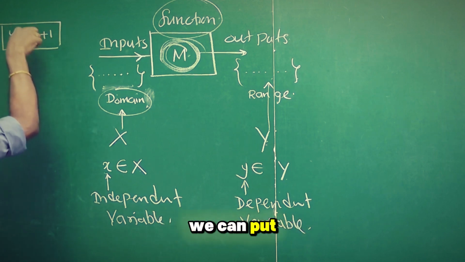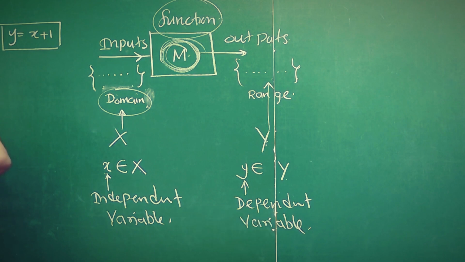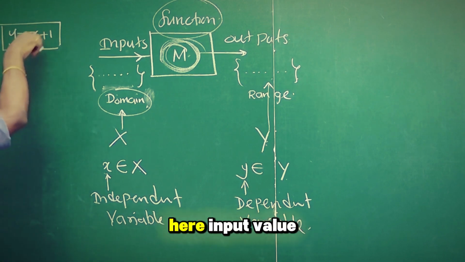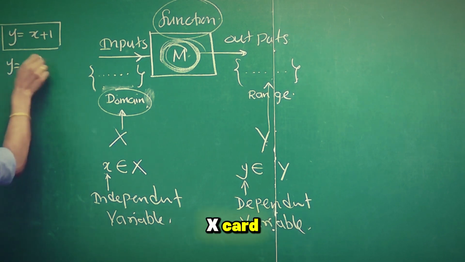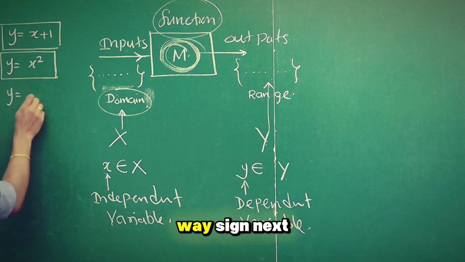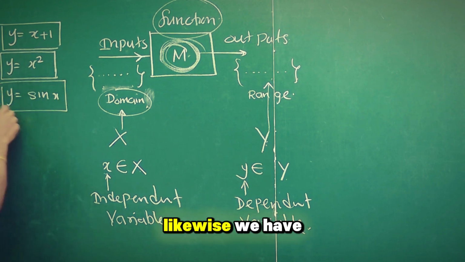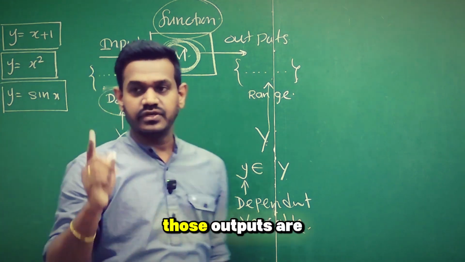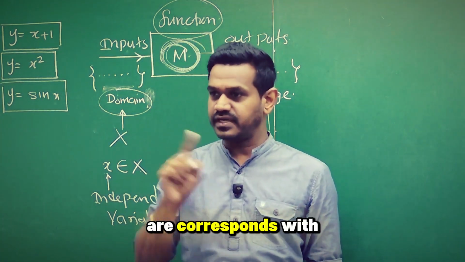So here input values, we can put values for X and we can get results from Y, no? So here input values, here output values, result values. Then here input value, here output value. Then Y equal X squared, you identify this is a function. Then Y equal sin X, you identify this is a function. Likewise, we have inputs and further we have outputs. Those outputs correspond with inputs, no?